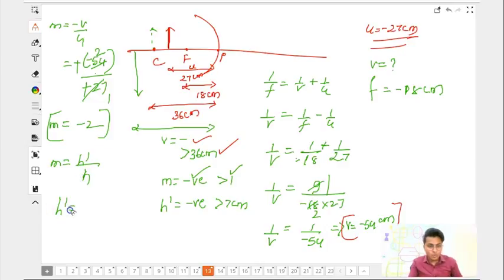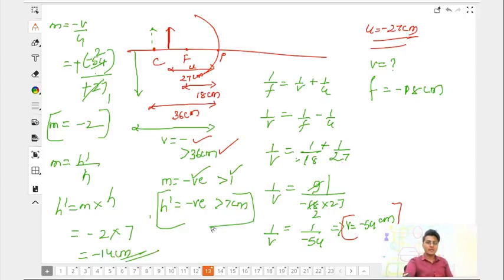And h dash I want, which is m into h. I want it to be negative and greater than 7. M is minus 2 into h is 7. I have got minus 14 centimeter without any doubts, and that is also correct. Look at this. We were able to do the calculation in 1 minute. Verification took 1 minute. Within 2 minutes, you have got 3 to 5 marks confidently.